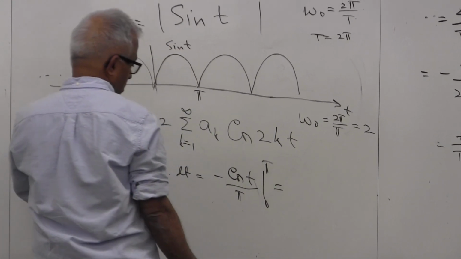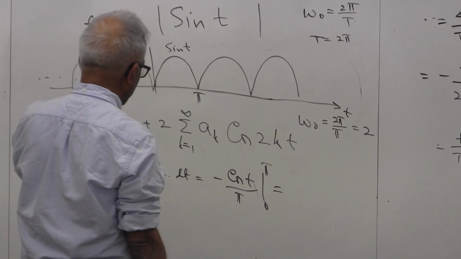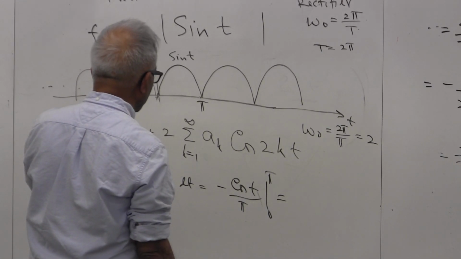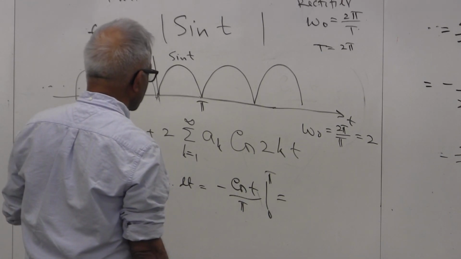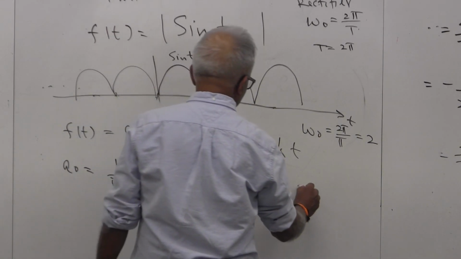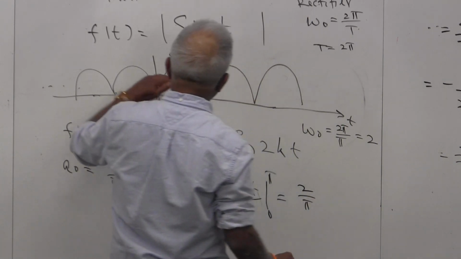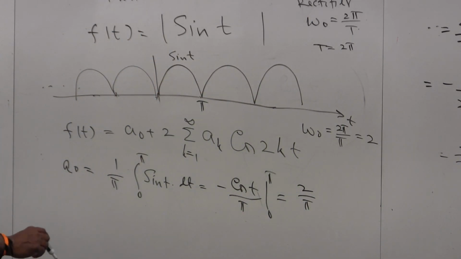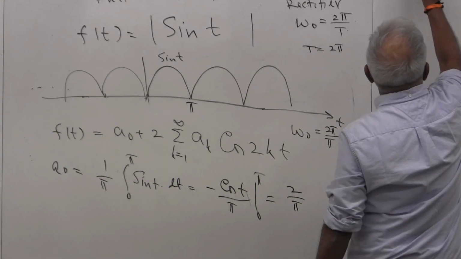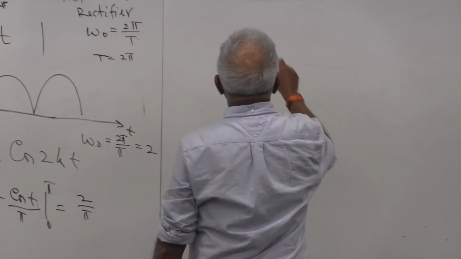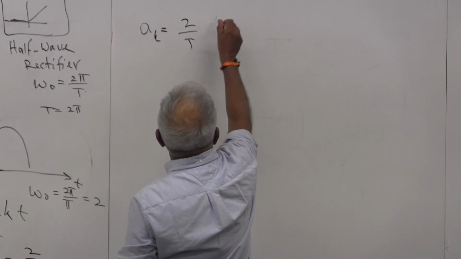So what do you get? 2 over T, right? Because that makes sense, there will be some residual DC value. Now, a_k is the one. So for a_k it is 2 over T.